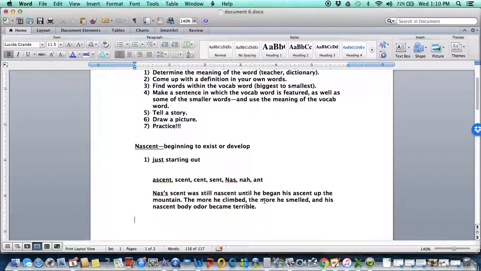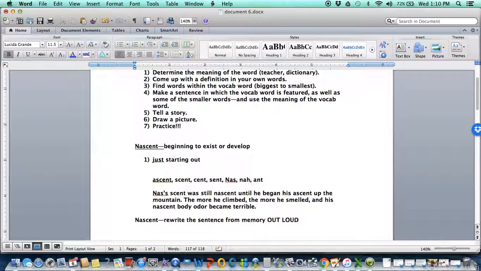Your sentence and then your drawing on the back. Another way to practice, and this is actually a great way, instead of just looking at it, is to actually write out the word. So you'd write out the word nascent, and then you rewrite the sentence from memory. And it doesn't have to be perfect.